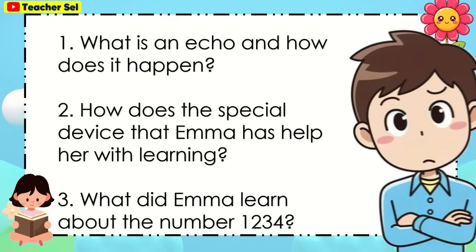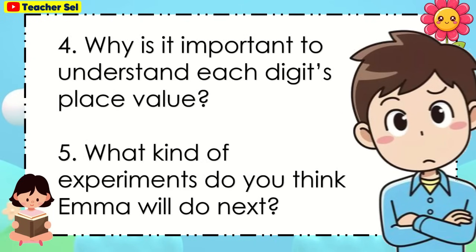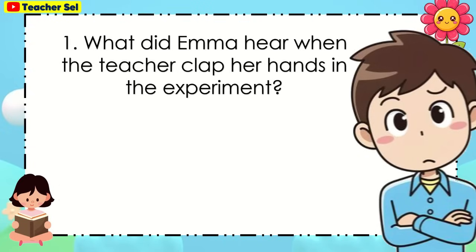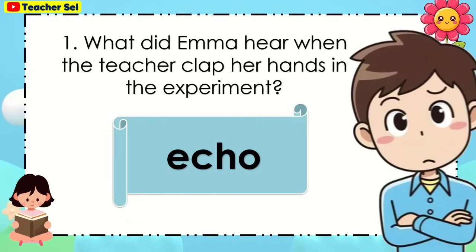What is an echo and how does it happen? How does the special device that Emma has helped her with learning? What did Emma learn about the number 1234? Why is it important to understand each digit's place value? What kind of experiments do you think Emma will do next? What did Emma hear when the teacher clapped her hands in the experiment? Echo.